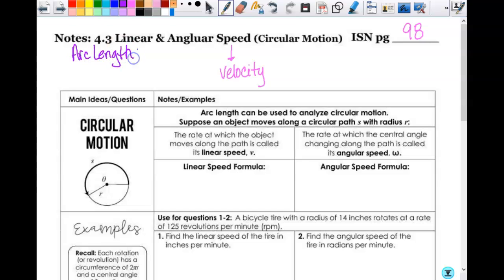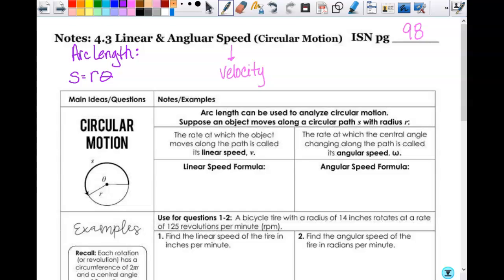And tell me, first of all, what letter do we use to represent arc length? S. It's a lowercase s. And then the formula for arc length is S equals what? R theta, right? R theta. And theta is an angle, and it has to be in what? Radians. Okay, so this doesn't work if you have 52 degrees unless you convert it to radians. So the radius times the angle in radians, that is your arc length.